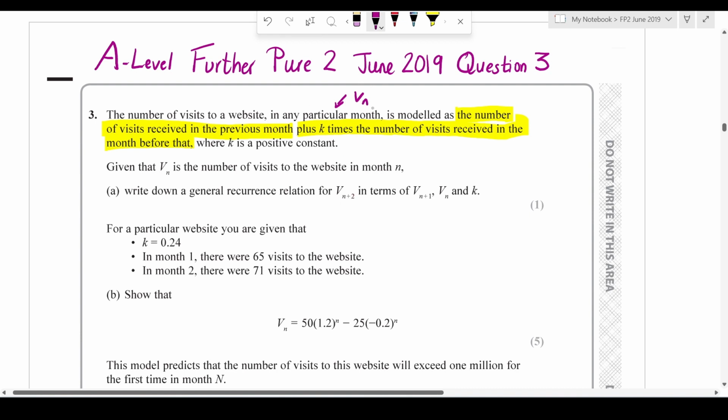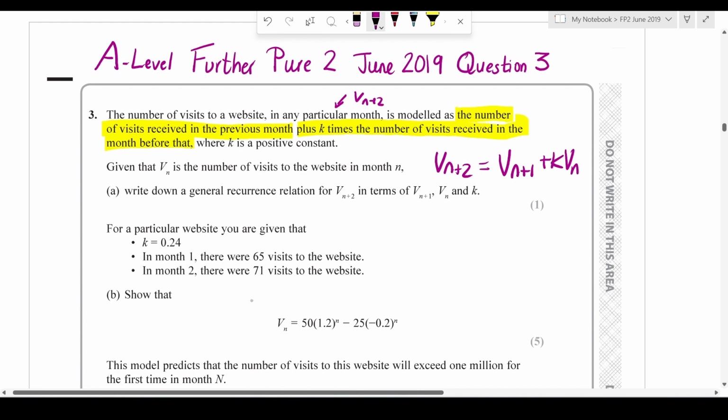Because these are the previous months, this is going to be our Vn+2. So Vn+2 is simply going to be the number of visits received in the previous month, that's Vn+1, plus k times the month before that, Vn. That's it, that's that one marker done.